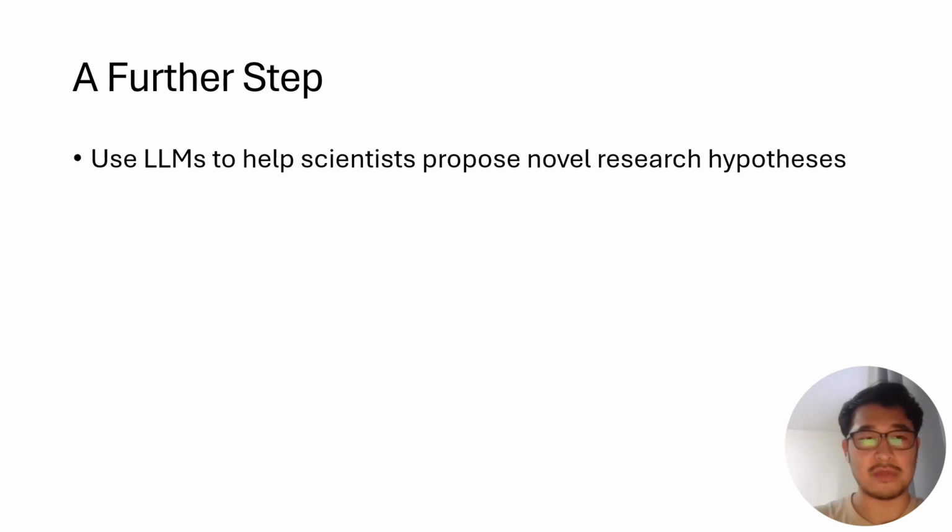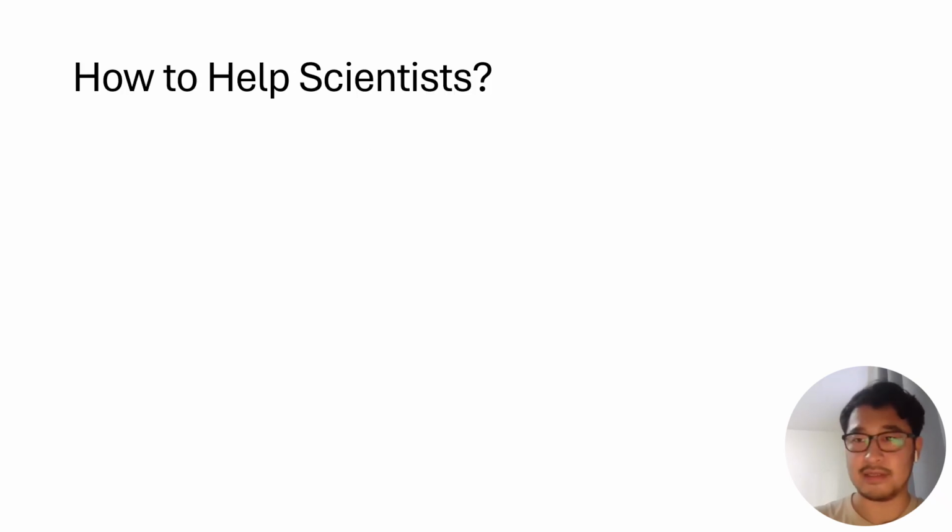So we make a further step in this paper, which is that we use large language models to help scientists propose novel research hypotheses. It also falls in the AI for science domain. So how to help scientists? First, the target here is social scientists, because we believe that large language models are very capable of social science, since in their pre-training corpus a very large proportion is related to social science. For example, the business reviews and all the news and all the stories contain some description of the society.